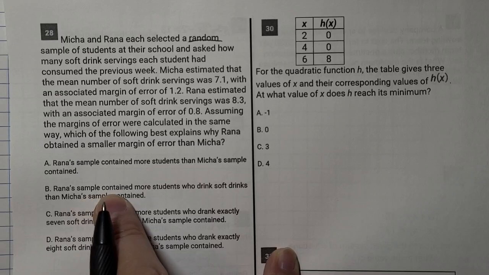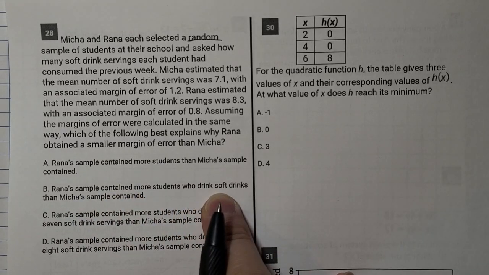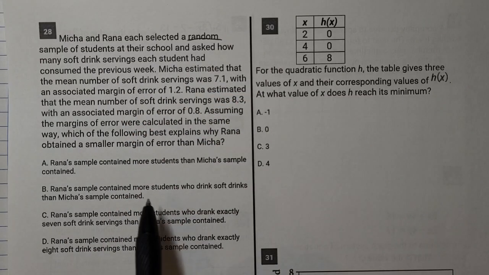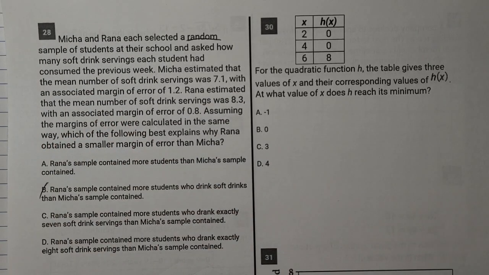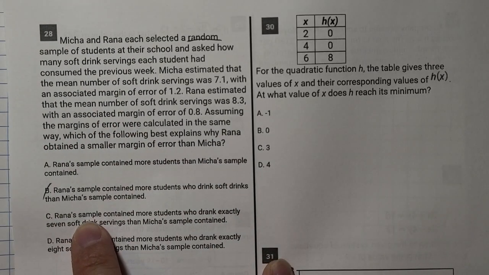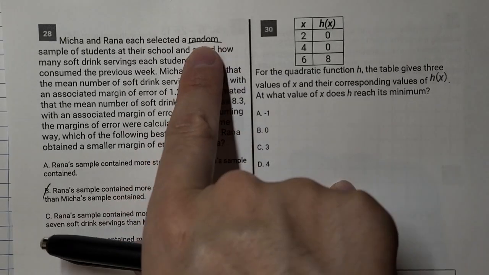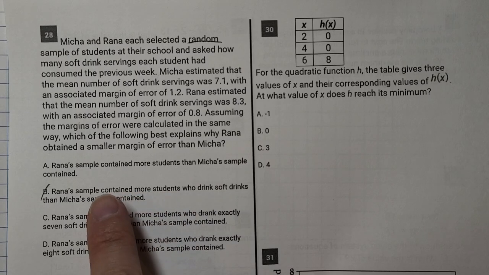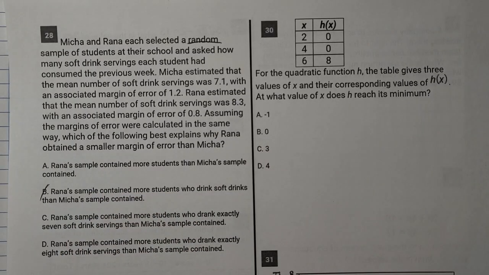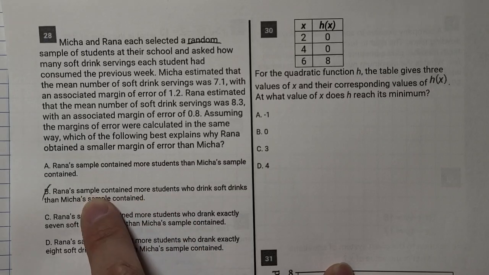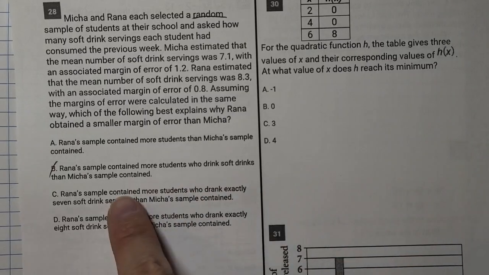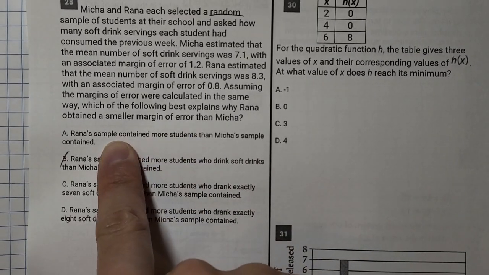Okay, Rana's sample contained more students who drink soft drinks than... They're randomly selected. So how would you know that? Right. So if they're randomly selected, then the samples should be good. Okay, and it should be representative of the population, assuming they have enough samples. That's a big condition. I'm leaning toward this is true now.